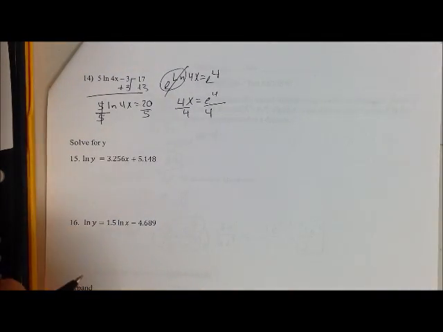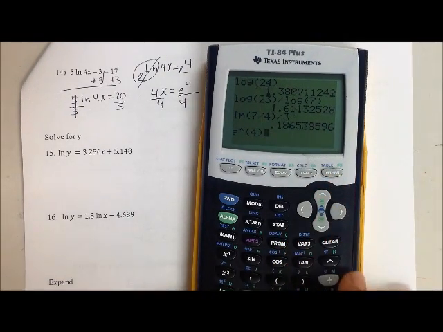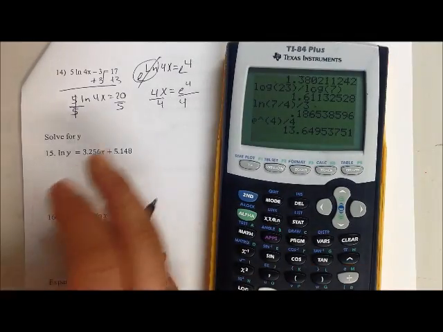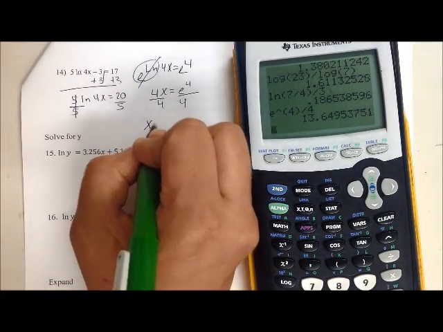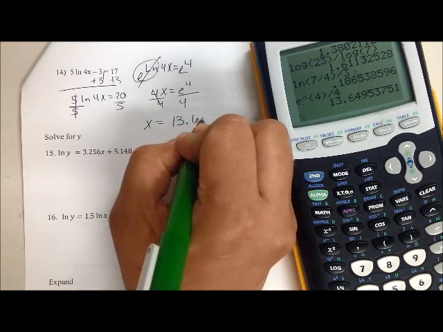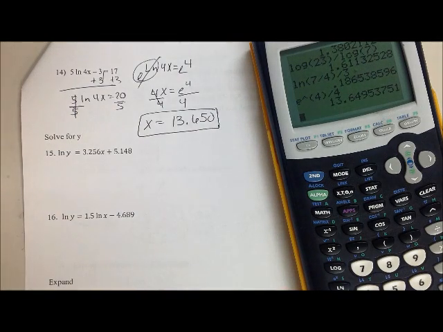e to the 4, sorry, not ln. It's e to the 4 divided by 4 equals, x would equal 13.650. That would be the way it would have to be rounded. But if you put 0.649, that's fine. Not a big deal.